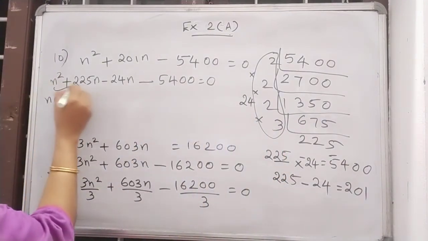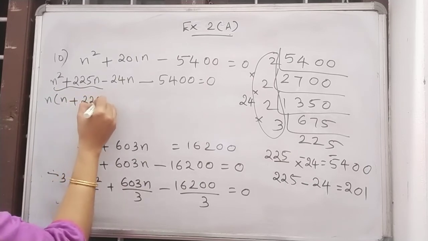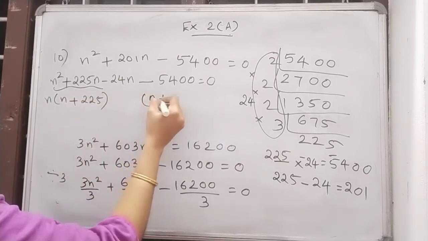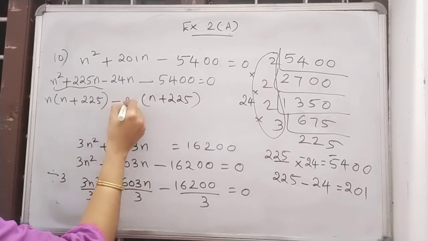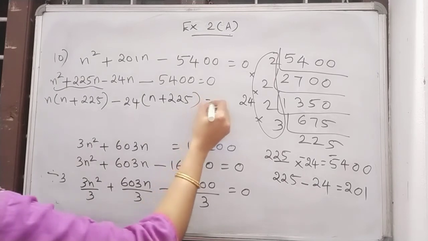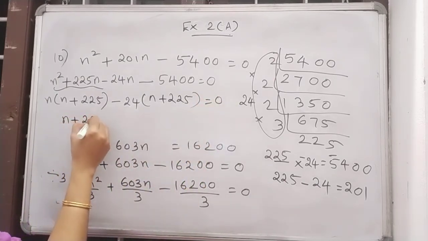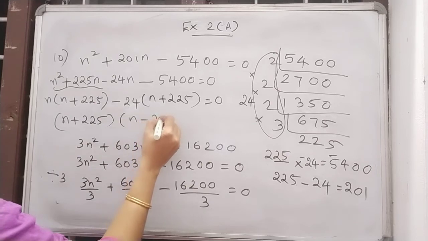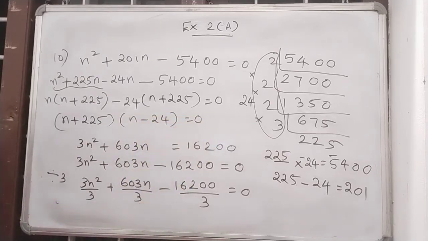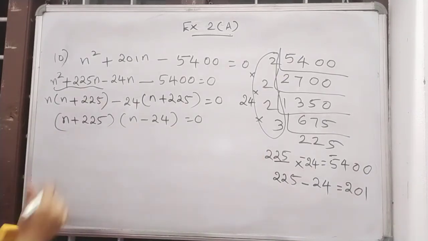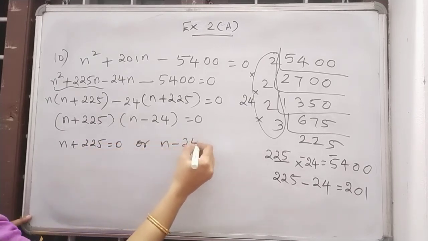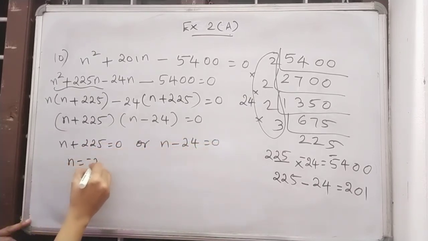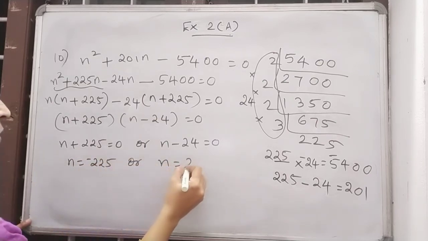So N common from these two, N into N plus 225. Here same, N into N plus 225. So N plus 225 we have to take, so it will be minus 24 is equal to 0. That means N plus 225 into N minus 24 is equal to 0. That means N plus 225 is equal to 0 or N minus 24 is equal to 0. That means N is equal to negative 225 or N is equal to 24.